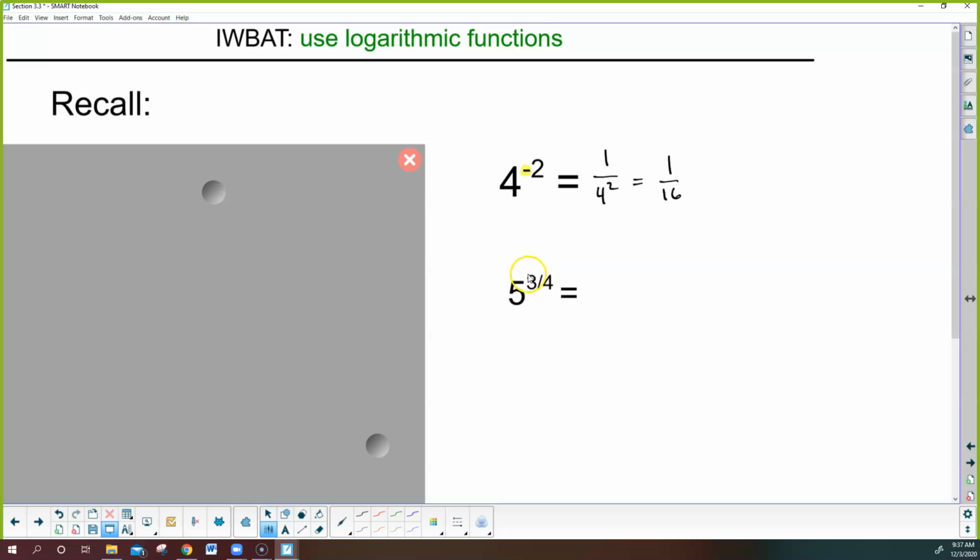So what about a fraction in the exponent? Well, this one, we have to think of it a little differently. I see this as two separate parts. I see it as 5 to the third power, and then the divide by 4 tells me to do something a little bit different.